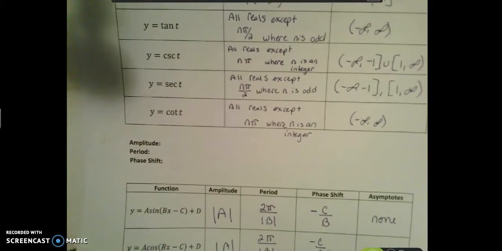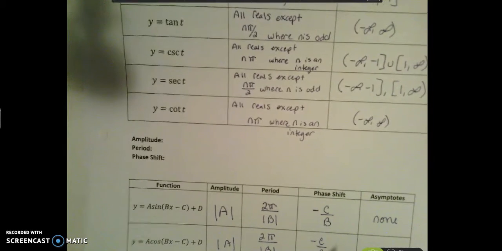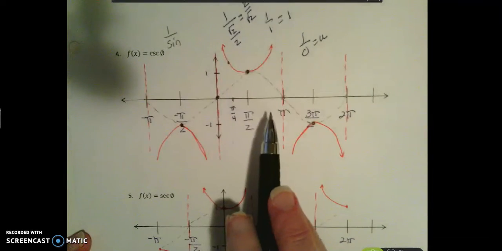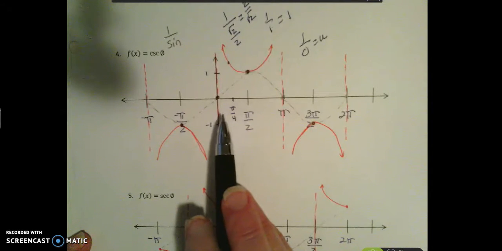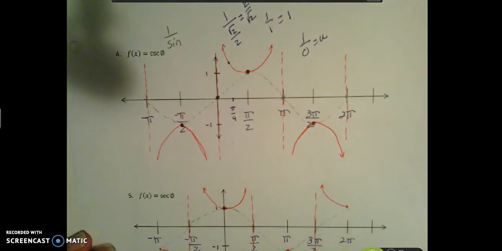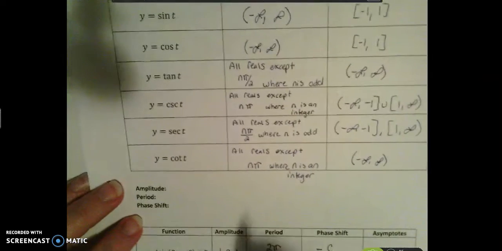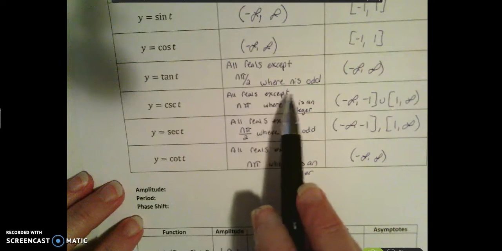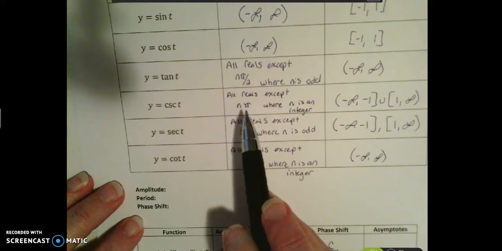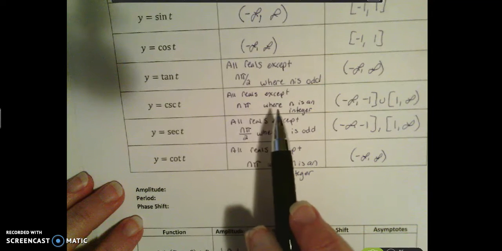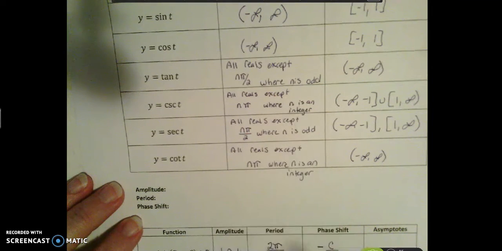Okay, so cosecant. So our domain again. So for our cosecant curve, we have asymptotes at pi, 2 pi, 0, and -pi. So for cosecant, it's all real numbers except n times pi, where n is an integer.